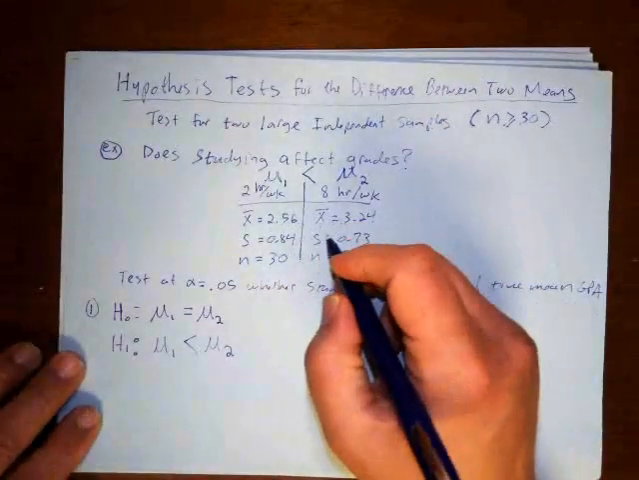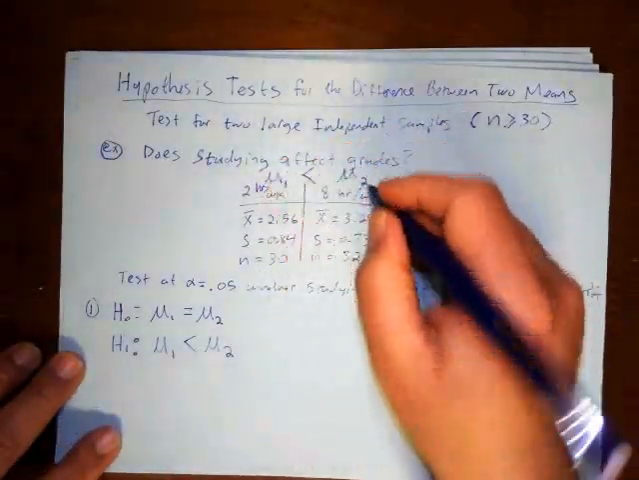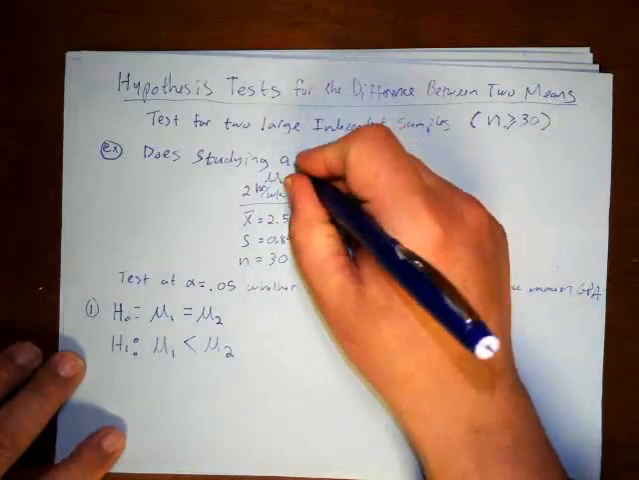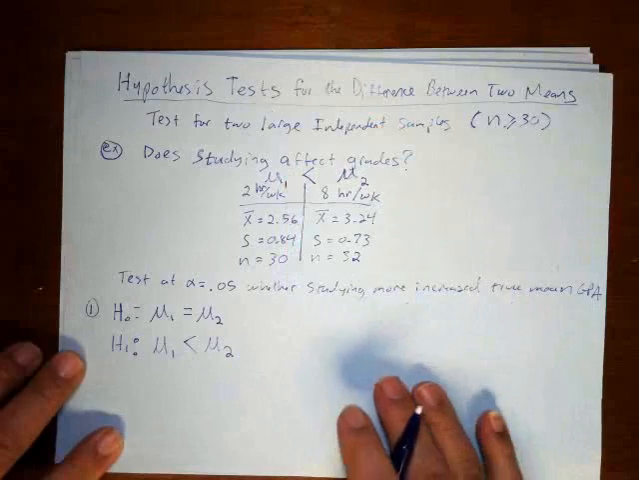Okay, so if your information is arranged in the table, what you decide to be mu1 and what you decide to be mu2 is going to affect whether it's a greater than or a less than sign.